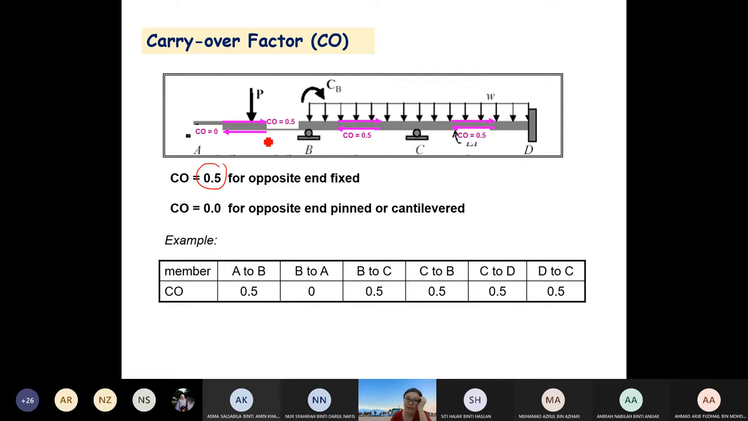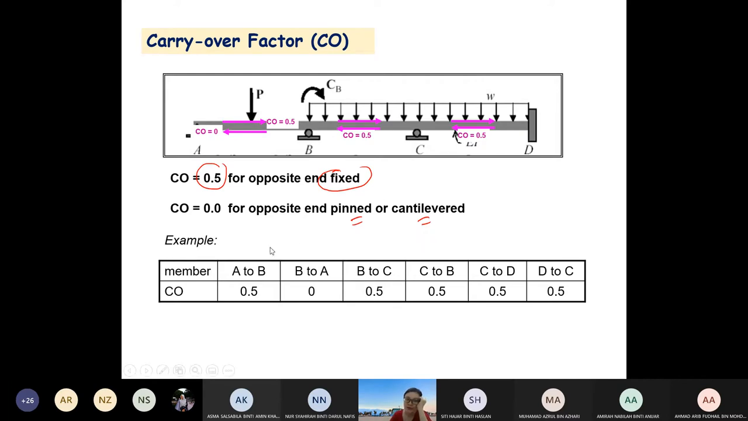For example, if you can see the flow of this arrow, B flows to A flows to B, B flows to C flows to B, D flows to C flows to D. So we need to know the rules. Whenever the next joint is fixed, we carry over half of the moments. But if the other end is pin or cantilever, we don't carry over our moments.